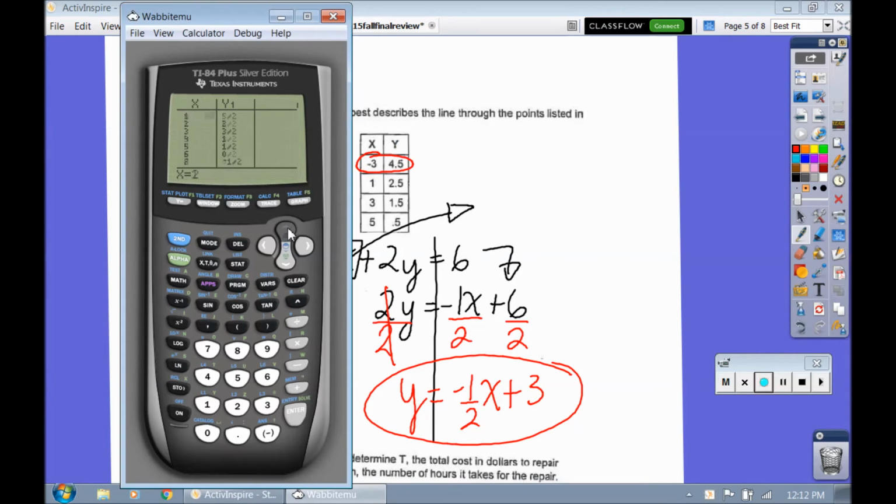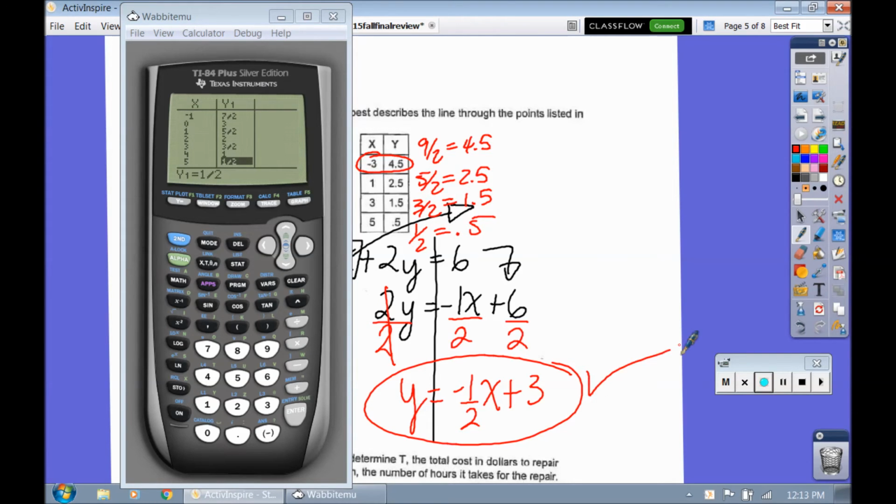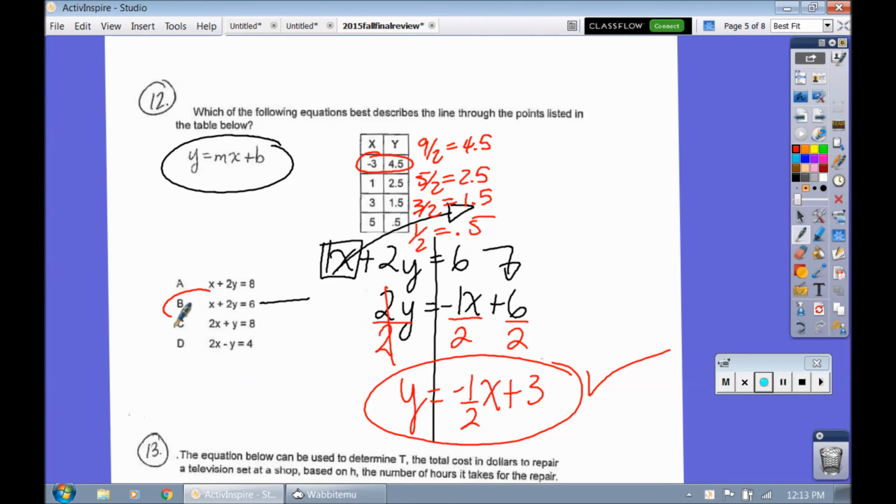So let's find negative 3 for x. Negative 3 for x gives me a value of y, which is 9 over 2. Well, 9 over 2 is simply 4.5. The calculator is giving me fractional values for y. You just need to convert those into decimals, and you'll see that our data is going to match up here. So when x is 3, y is 3 over 2, which is 1.5. When x is 5, y is 0.5. So that is our answer, B. Put them in y equals, people.